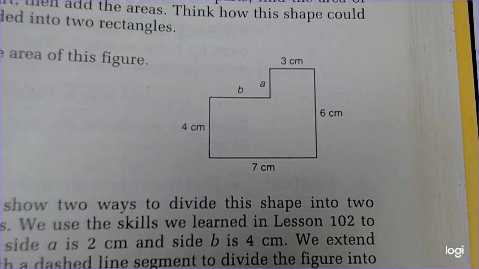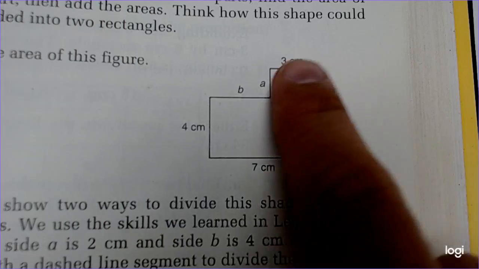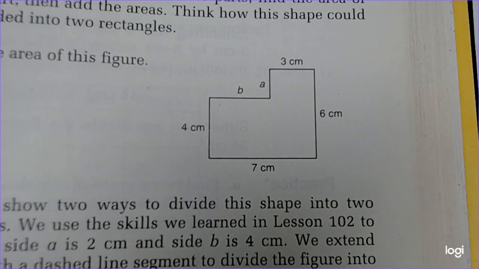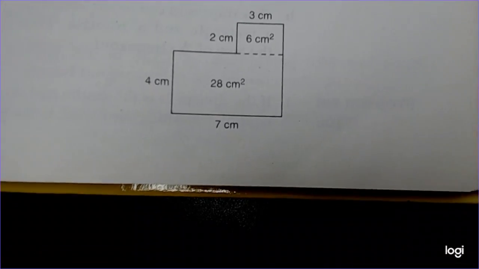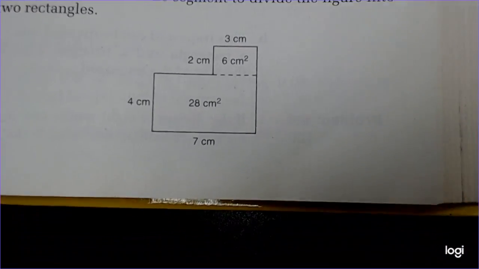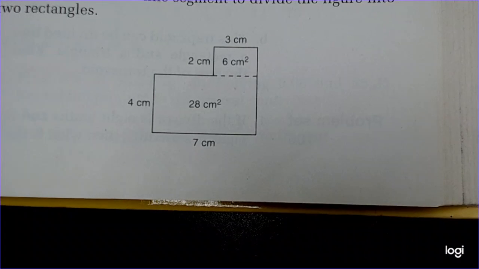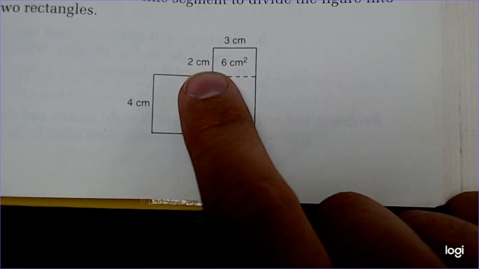Now, the funny thing is, we don't have any formulas to find the area of this shape. I don't know what the shape is. But we do know formulas to find areas of rectangles. And we can take the shape and chop it into rectangles. See, the same shape, what they did was they chopped it into two rectangles.